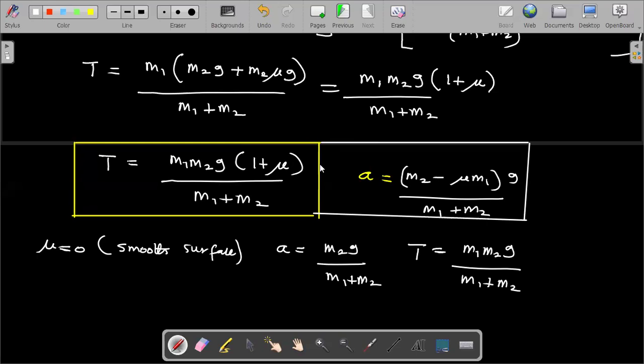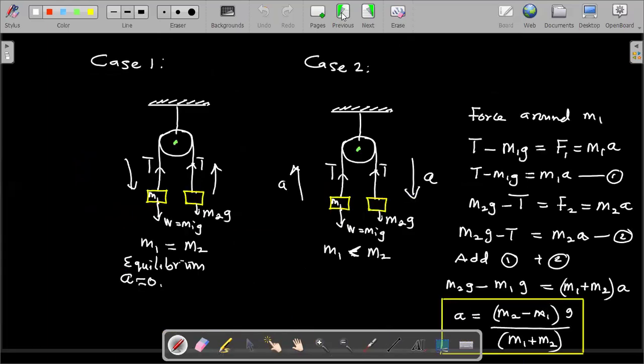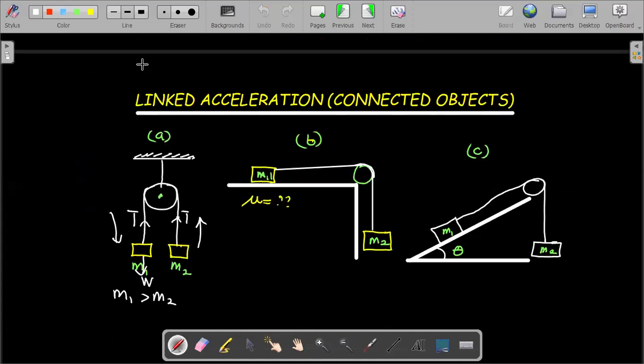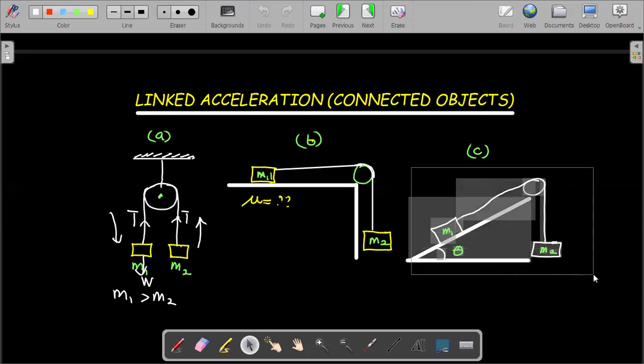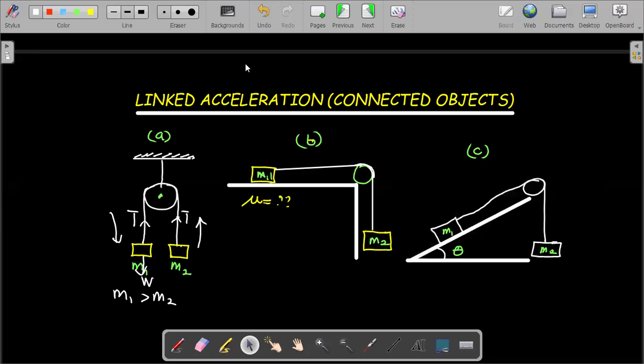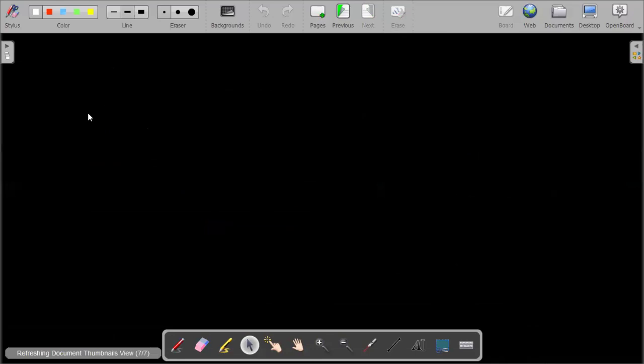Now, for the last case we have, it is the case of when the plane is inclined. When the plane is inclined, that's this other case. So let's take this third case when the plane is inclined. So when the plane is inclined, what do we have? Let's look at that.